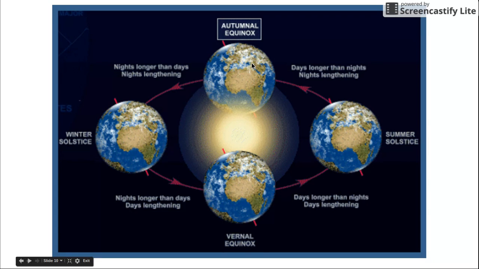And this is another depiction of that, but this one also tells you about the days and the nights. So from the summer solstice to the autumnal equinox, the days are longer than the nights and the nights are lengthening. Once you go past the autumnal equinox, the nights are longer than the days and continue to lengthen. After the winter solstice, the nights are still longer than the days. And then from the vernal equinox into the summer, the days are longer than the nights.